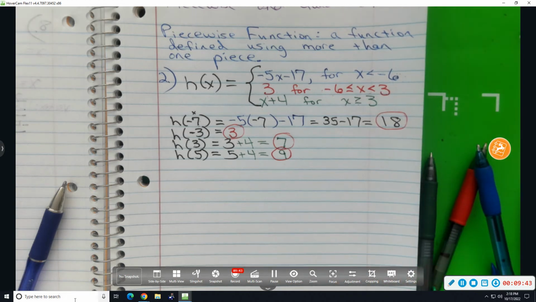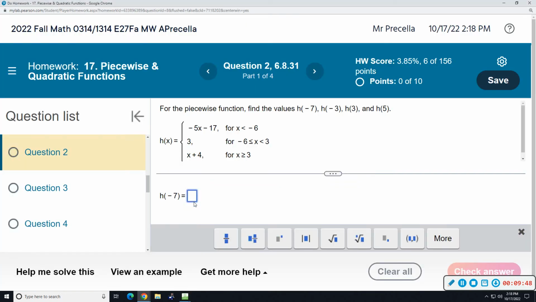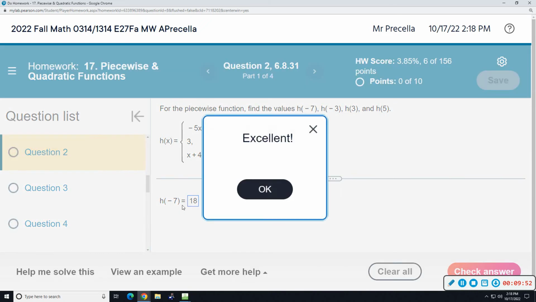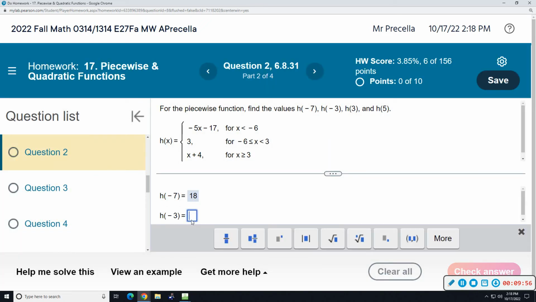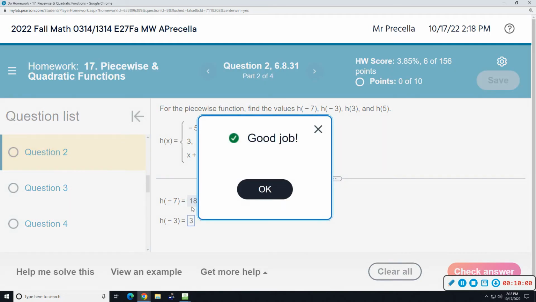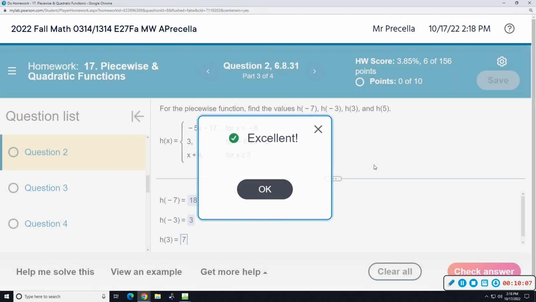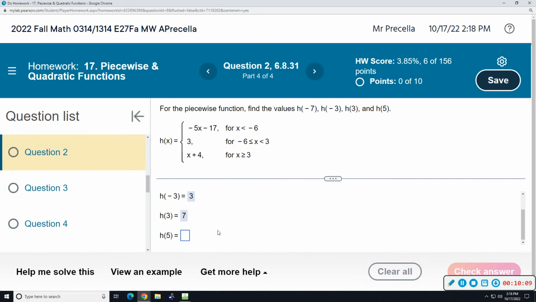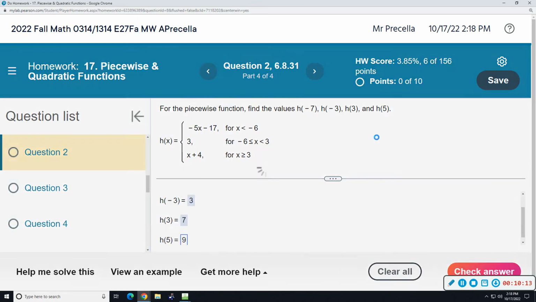Okay, let's punch in our answers. So we said h of -7 was 18. You said h of negative 3 was a positive 3. H of positive 3 was 7. And one more. H of 5 was 9.